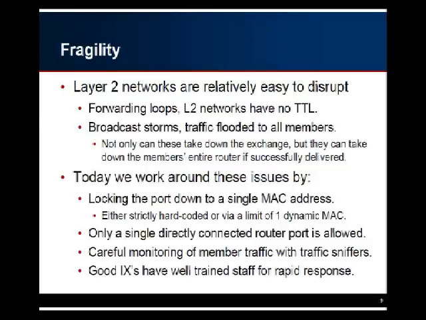Layer 2 networks are relatively easy to disrupt. You can create forwarding loops very easily because there's no TTL, there's no method to expire the packet. And it's really easy to cause a broadcast storm, have all that traffic flooded out to members, and if you create a broadcast loop, well, there you go. There's your perfect combination of failure. And this not only can take down the exchange, but it can actually take down the member router that's connected to it. It can very easily overwhelm the control plane. I've seen this happen on many platforms.